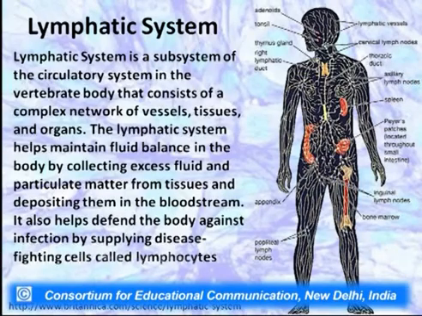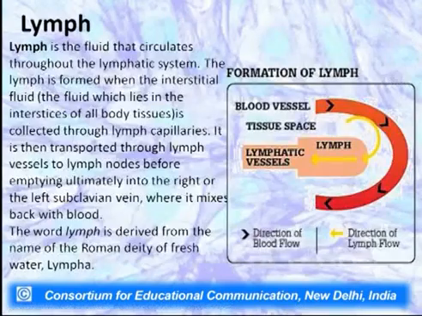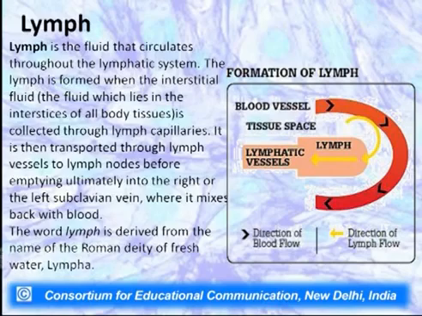Now the lymphatic system helps in maintaining the fluid balance in the body by collecting the excess fluid and the particulate matter from the tissues and depositing them in the bloodstream. It also helps in defending the body against infection by supplying disease fighting cells, the lymphocytes. Now let us further understand the lymphatic system. What is lymph? Lymph is the fluid that is circulating in various channels of the lymphatic system. Now lymph is actually formed from the interstitial fluid.